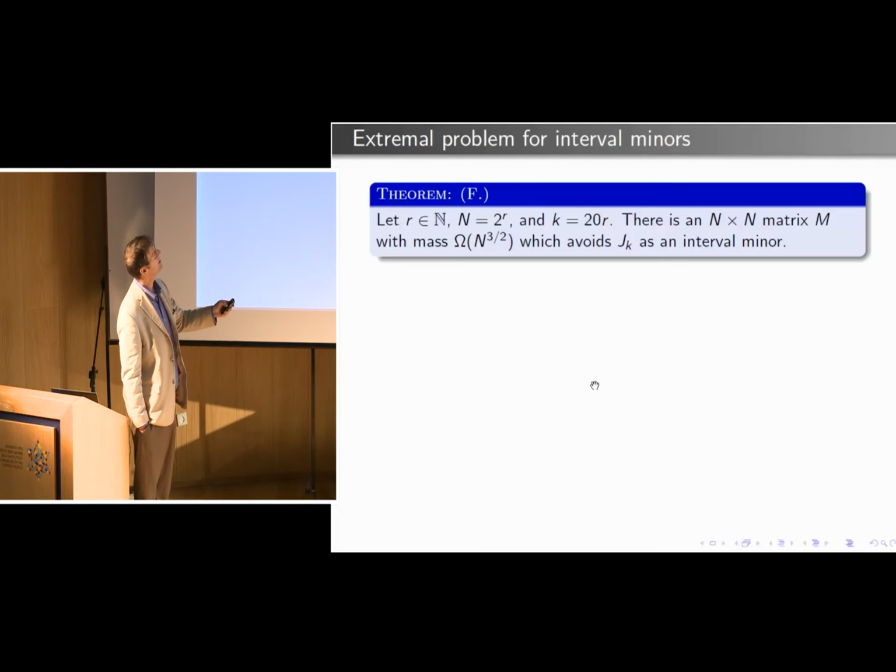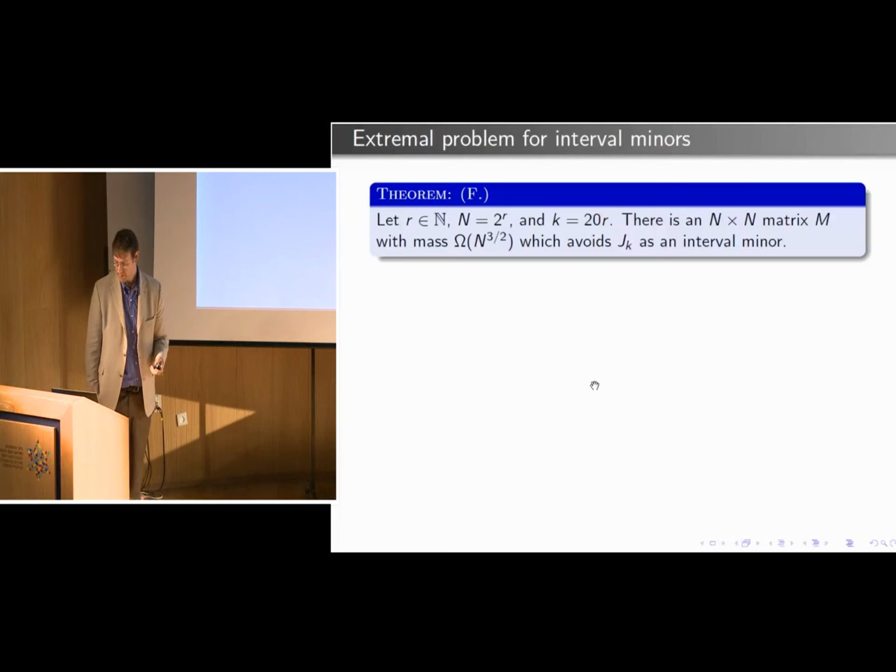We're going to find this n by n matrix, M, which has mass n to the 3 halves. So there's going to be a lot of ones in this n by n matrix we're going to construct. In fact, you can play around with the parameters here, and you can make this not only n to the 3 halves, you can make it 1 minus epsilon times n squared. You're giving up a little bit on the K value, but you can make it almost complete, and it's going to avoid J_K as an interval minor. So you're going to fill in this exponentially large in K n by n matrix, and you can fill it up a lot, and still avoid J_K as an interval minor, which is kind of counterintuitive. Okay, so we'll prove that shortly.